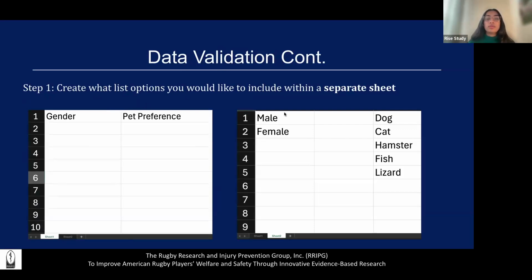So first create what list options you would like within a separate sheet. So on sheet one, I want to find out the gender, but also what pet preference the person has. And then on sheet two, I list it out. So male, female for gender, and then these animals for the pet preference.